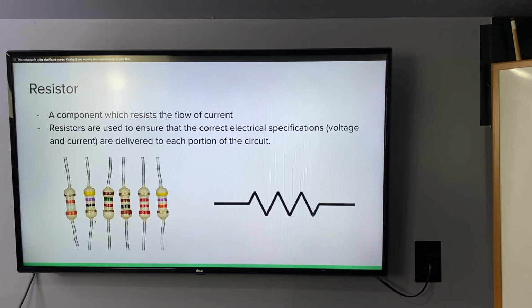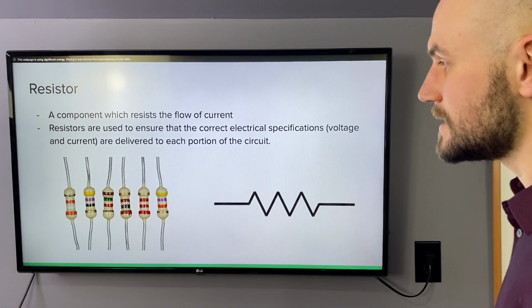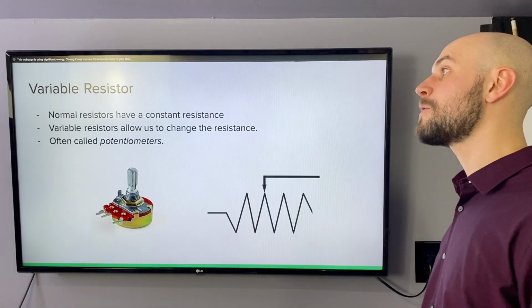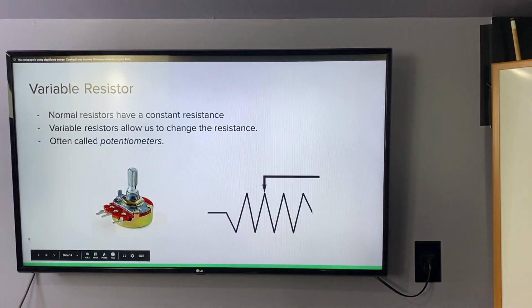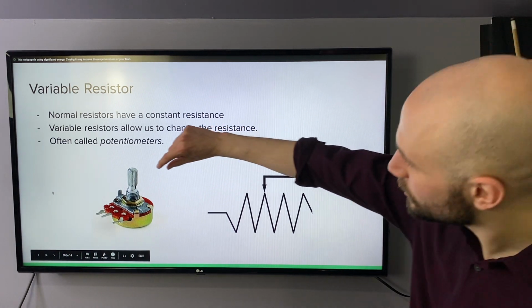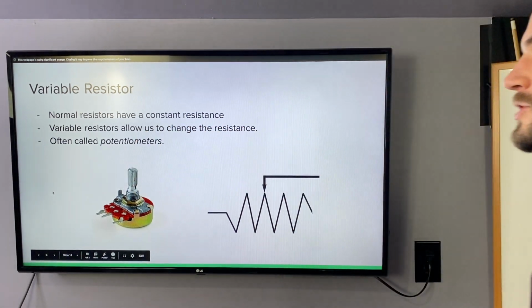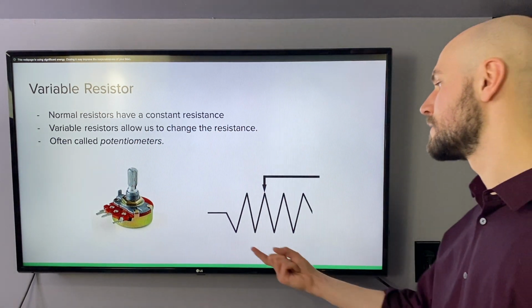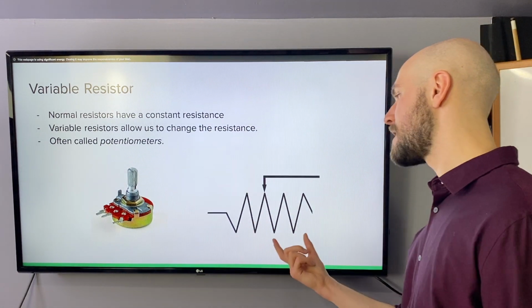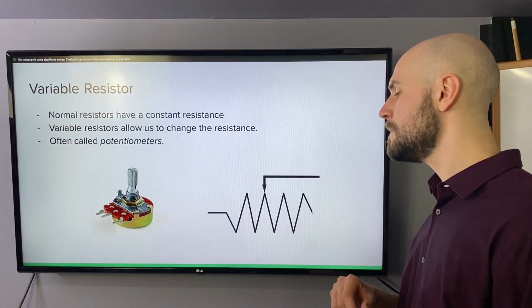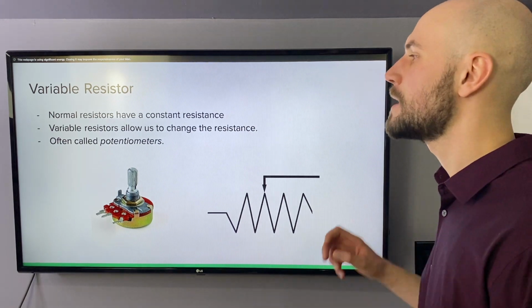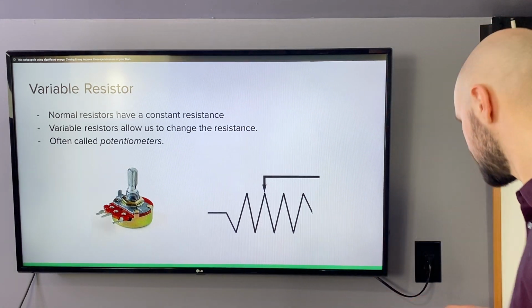Okay. Now these resistors have a constant resistance. It doesn't change. But there are also variable resistors. A variable resistor, by turning this knob, we can actually change the resistance of that section of the circuit. Variable resistors have this symbol, and variable resistors are sometimes called potentiometers.